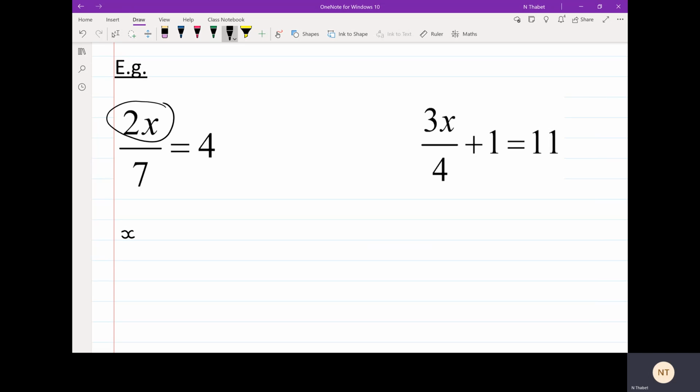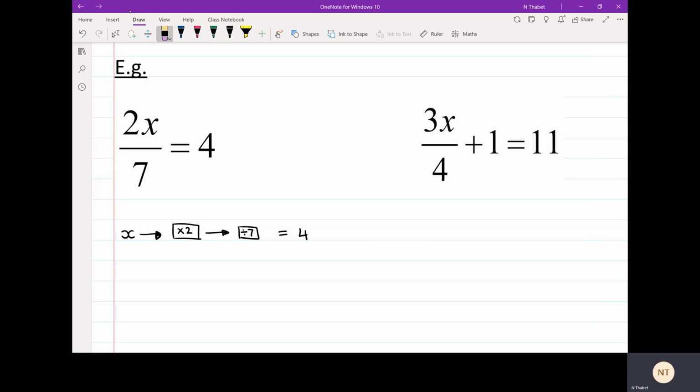What's the first thing we read? 2x, which means that the x was multiplied by 2. So x was multiplied by 2. Keep reading, 2x divided by 7. So the next thing that happened is a division by 7. And then we get our answer, which equals 4.